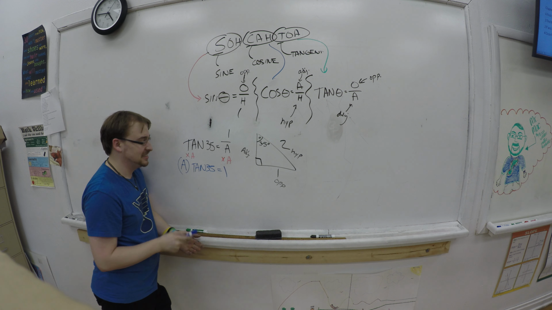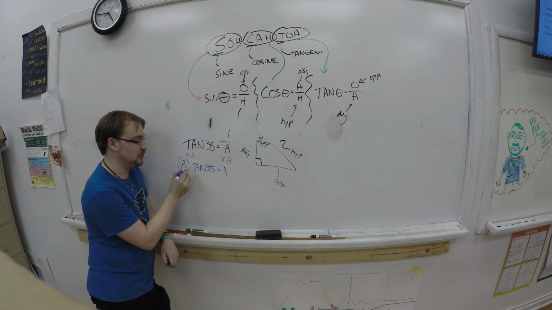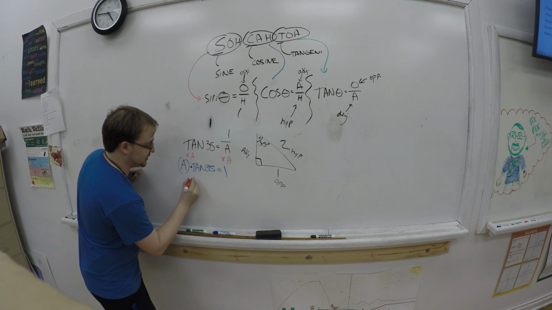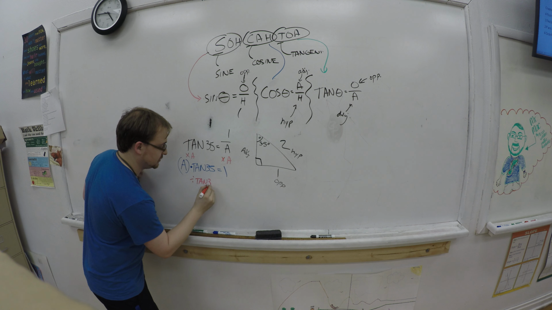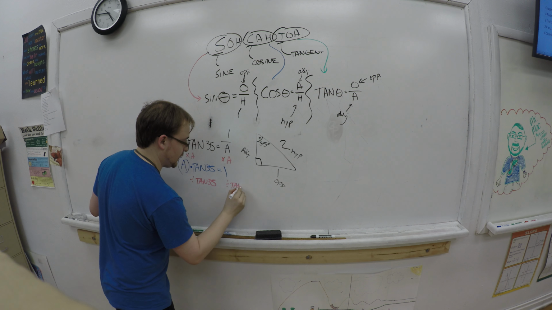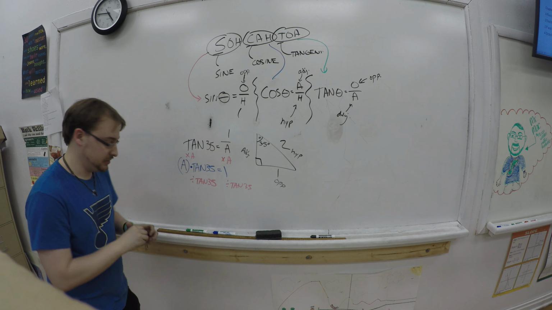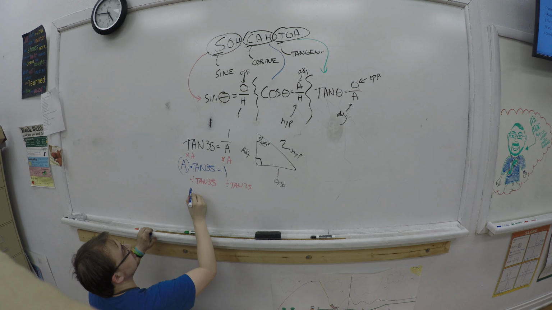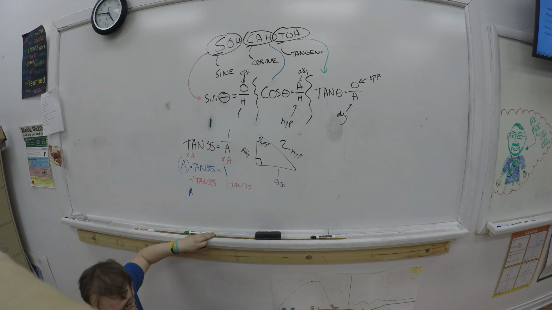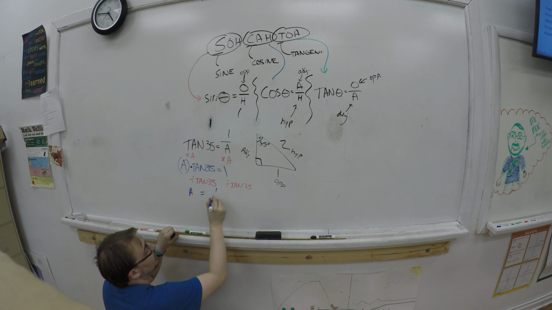A times tangent of 35. There's a multiplication thing going on here, right? How do we get rid of something that's being multiplied? Divide. We divide by tangent of 35. As weird as that looks, that's a thing. Do it to both sides. What this means is now we've got A on its own, because tangent of 35 divided by tangent of 35 is just 1, right? So it's just A equals 1 over tangent 35.